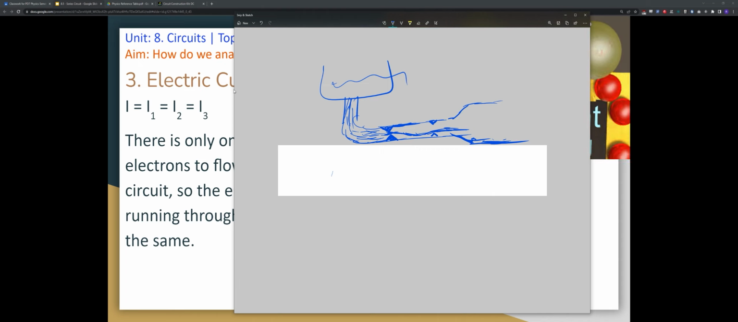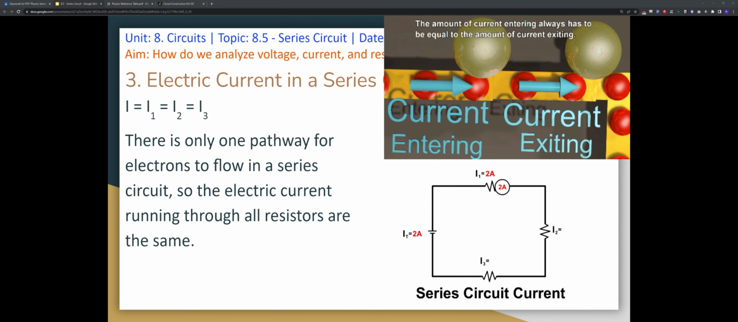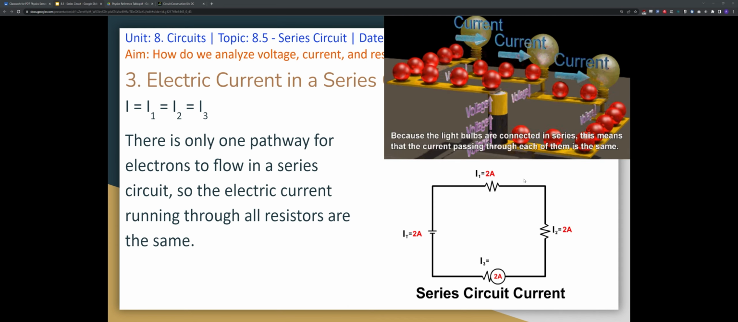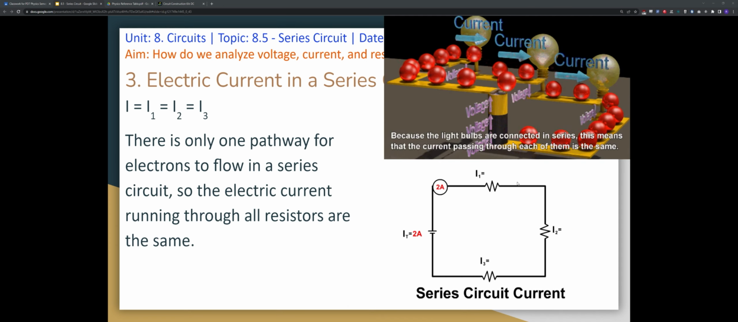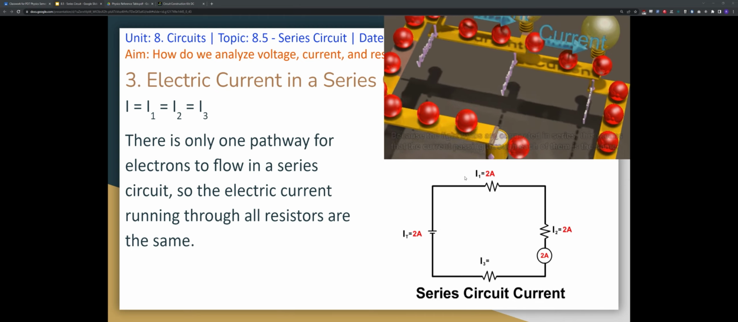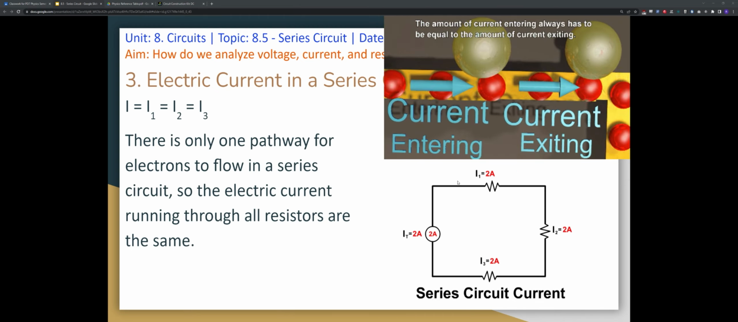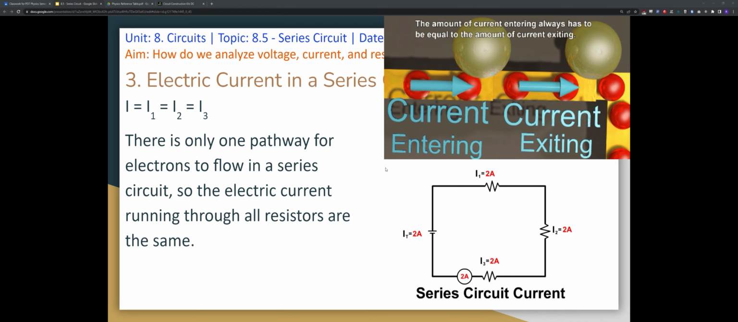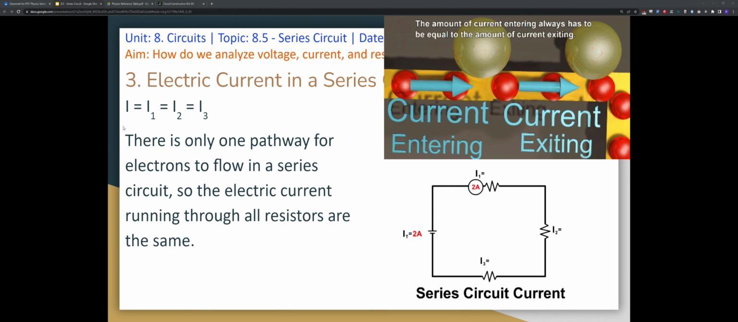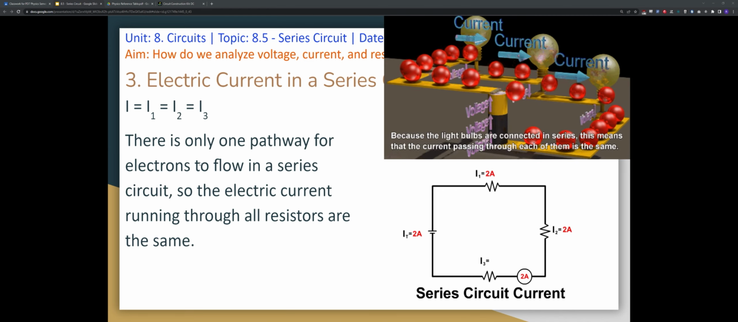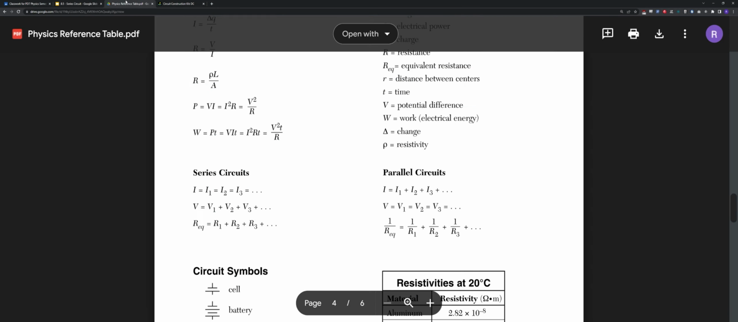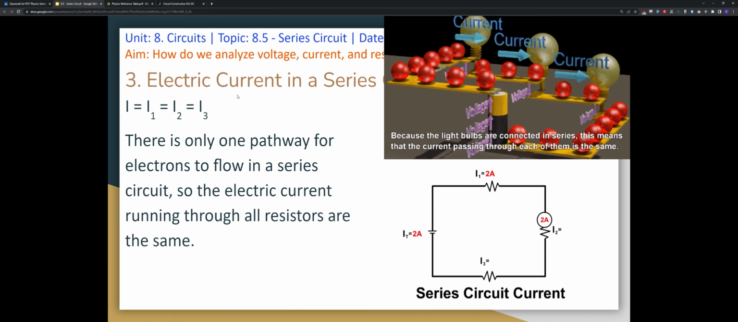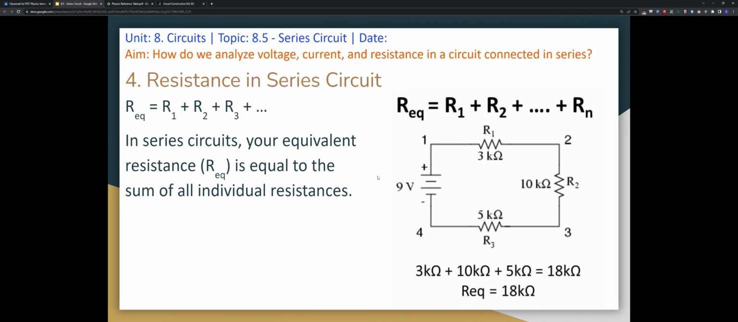If you relate that to circuits, the resistor is the obstruction, and you're limited in the amount of electrons that can flow through a resistor. You're limited by whichever resistor is the strongest, and you can think of electric current that way. That's why my electric current in a series circuit is the same throughout. So I is equal to I1 is equal to I2 is equal to I3.